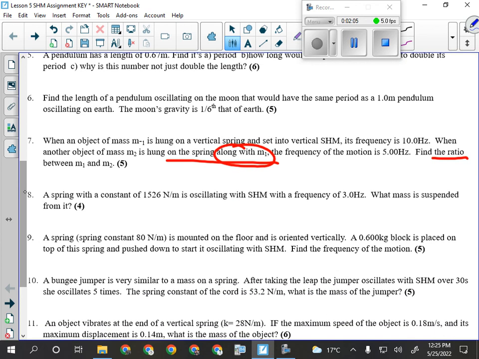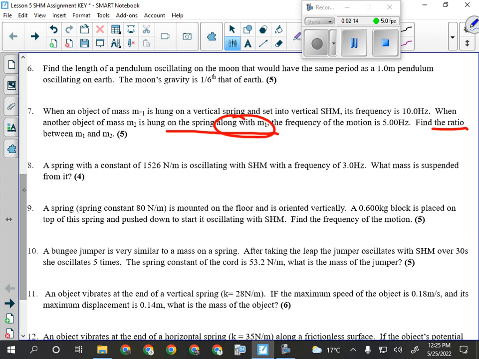Number 6, pendulum oscillating on the moon, knowing that the moon's gravity is 1/6 that of Earth. Number 7 is the oddball. It's a mass on a spring question.